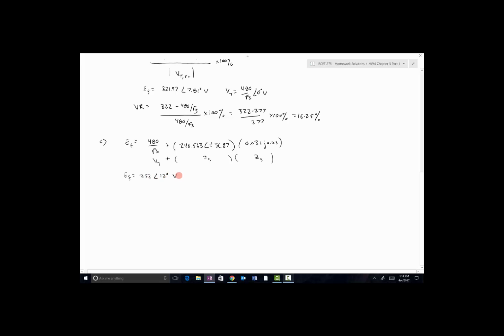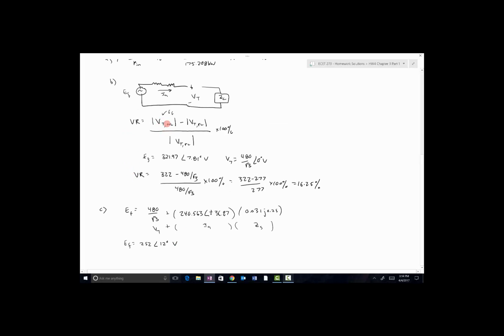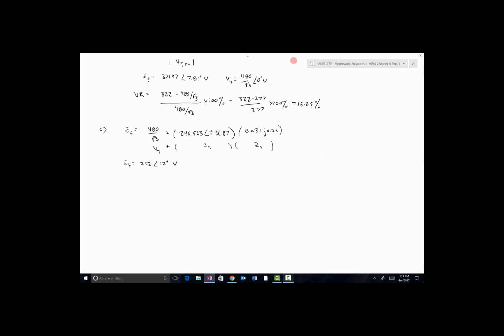That gives us EF, which we know substitutes in for the no load voltage right here. Full load voltage isn't going to change because we're adjusting EF in this problem statement. So voltage regulation is going to be 252 minus 277 over 277 times 100%, negative 9.03%. So we get a negative voltage regulation for the leading load. Very common for leading loads. Actually, leading loads will always have a negative voltage regulation associated with that. Just highlighting the voltage regulation there for the lagging load.